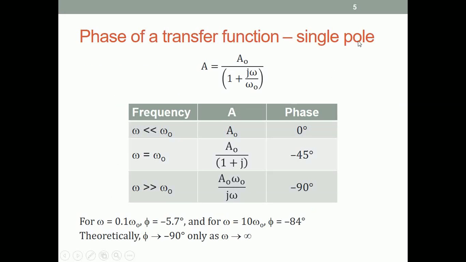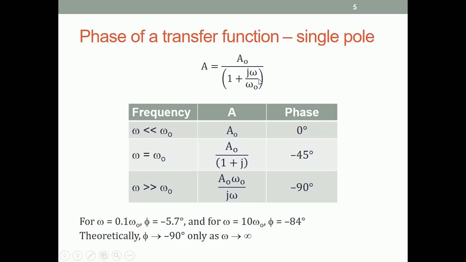So let's think of a single pole transfer function A0 over 1 plus j omega by omega naught. And let us think about the phase of A. Alright, and this is just the Bode phase plot that we are tabulating here. So we say that for omega much less than omega 0, this term can be neglected, and so A is equal to simply A0, and the phase of A0 is 0 degrees. So for frequencies much less than omega 0, the phase is 0 degrees.